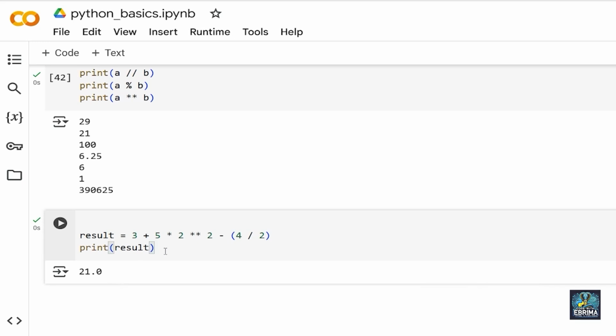This is how Python determines operator precedence, and understanding it helps you predict expression results.